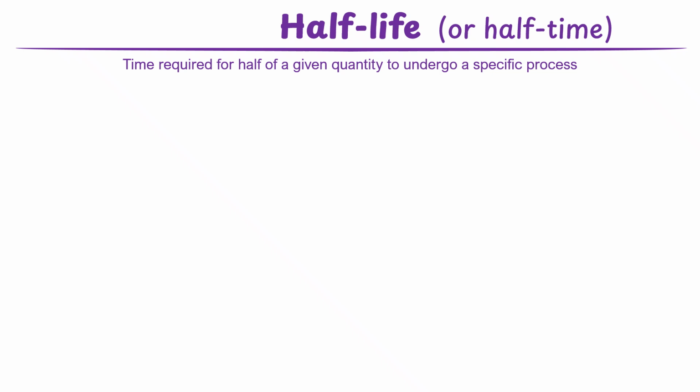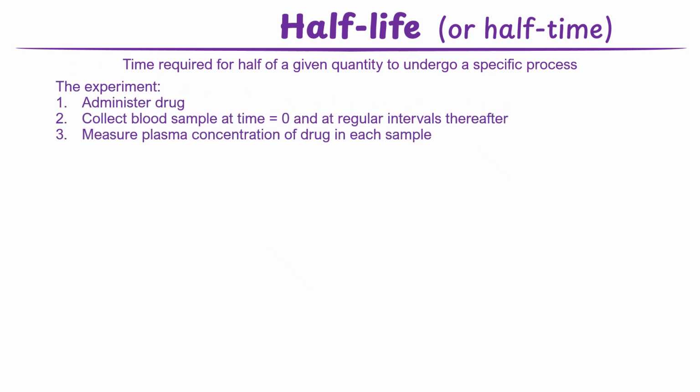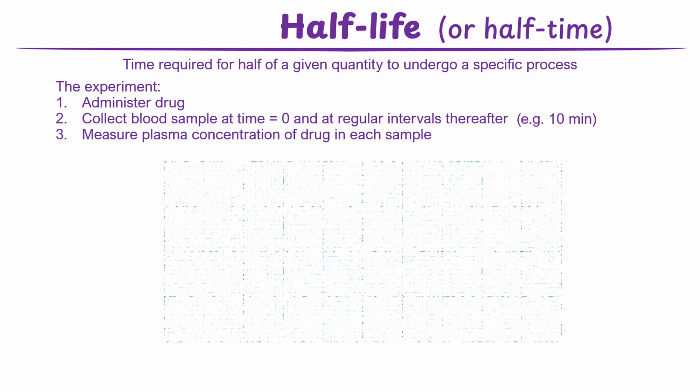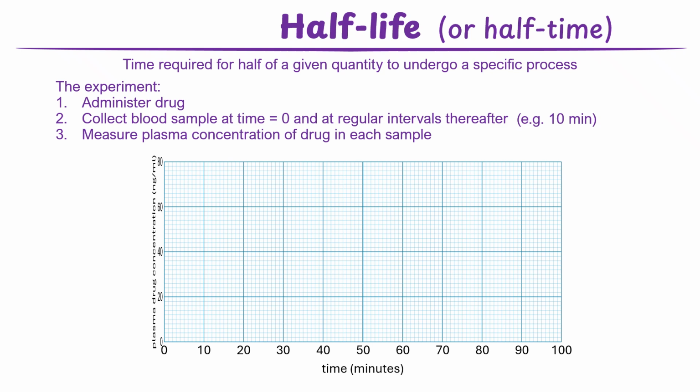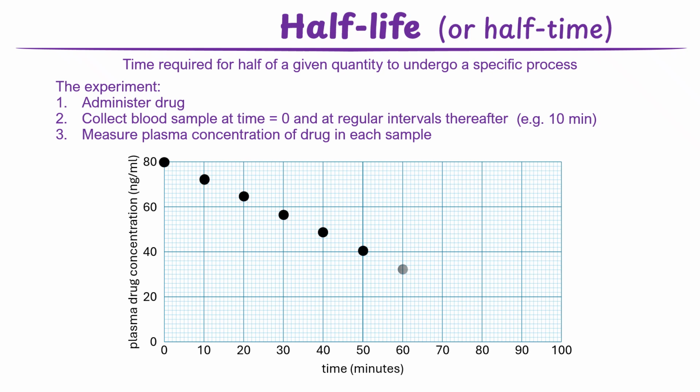To measure it, we first administer the drug, then collect plasma concentration measurements over time. Here, the drug concentration is measured every 10 minutes. We then construct a graph by plotting time on the x-axis and plasma concentration on the y-axis. At time 0, the concentration starts at its highest value, then gradually falls as it is cleared from the body. In this case, it follows a straight line.